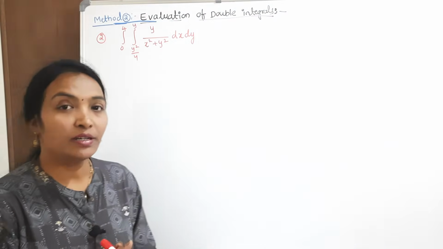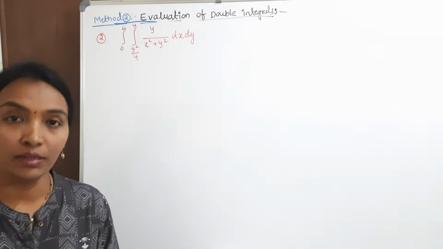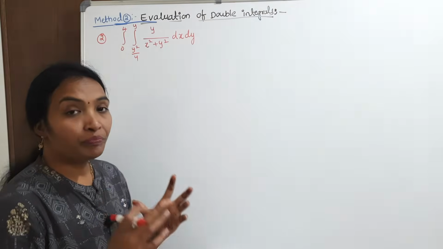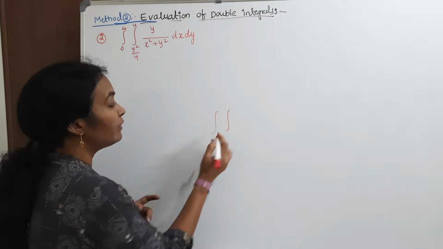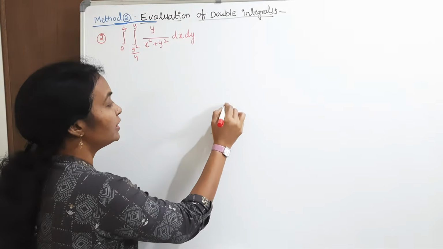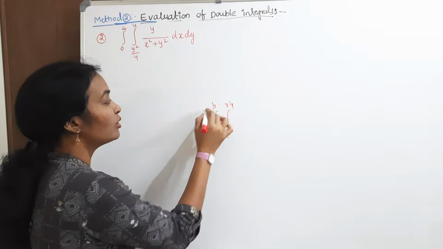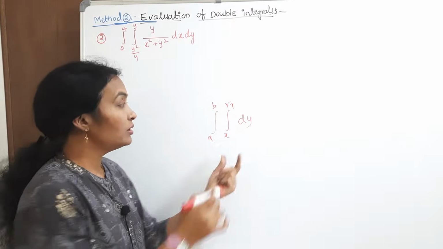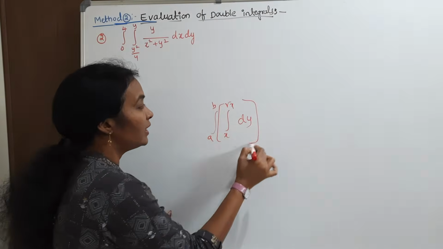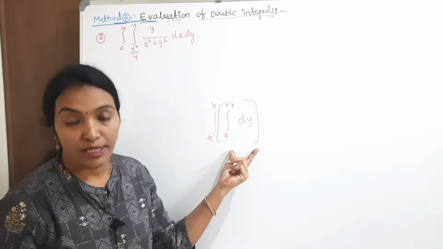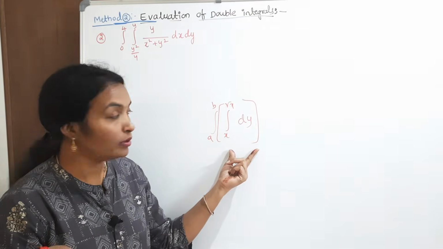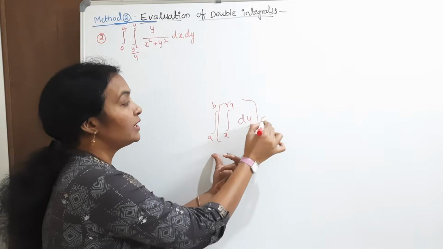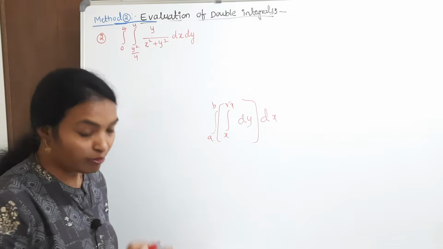What is our first method? This is the third lecture in multiple integrals. In the first two classes, we saw that if the limits are in terms of x and the other limits are constant, then you must integrate with respect to dy first. When the given limits are in x, first integrate with respect to dy, then after that integrate with respect to x. This is our first method.